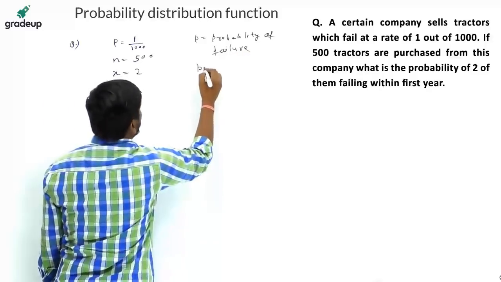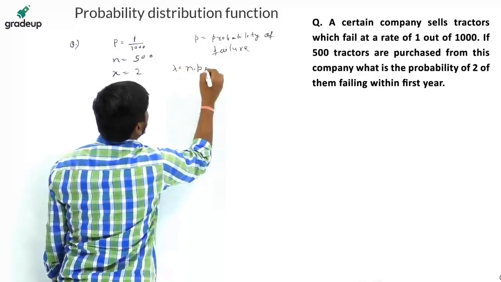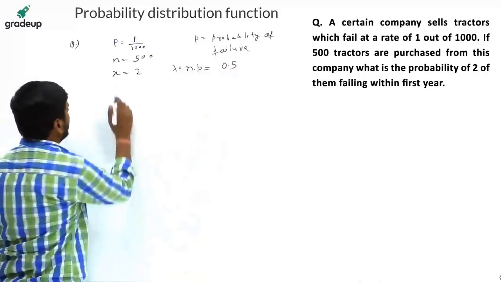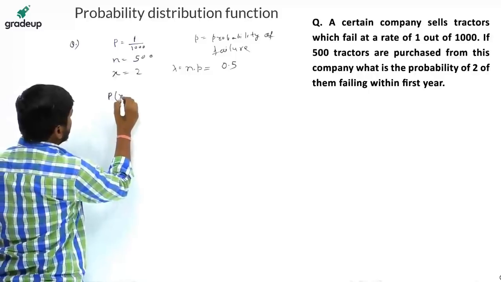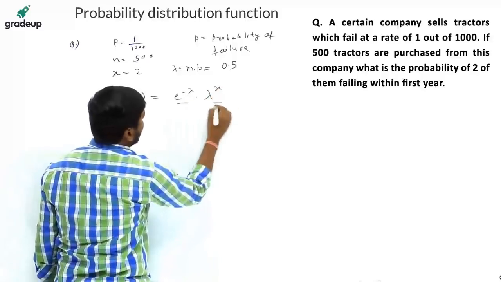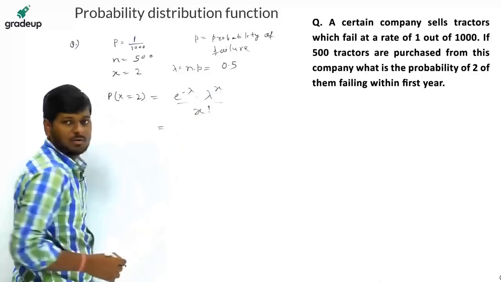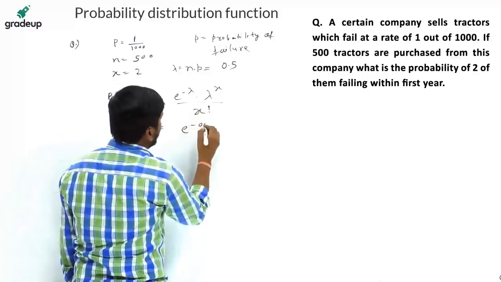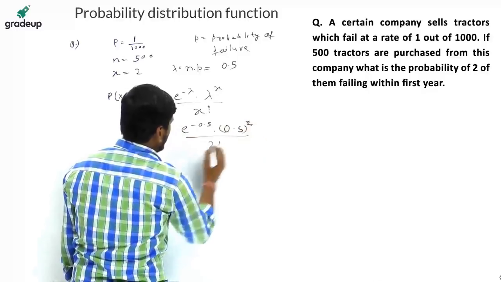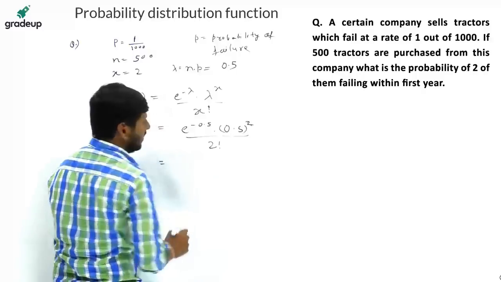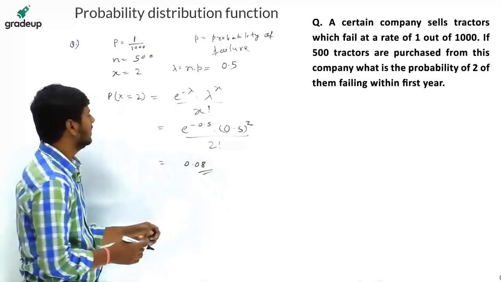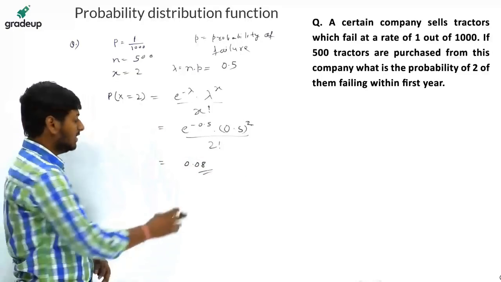So n into p is equal to lambda is equal to 500 divided by 1000. So this is 0.5. Okay, now the Poisson distribution function is given by e to the power minus lambda into lambda to the power x divided by x factorial. So this is equal to e to the power minus 0.5 into 0.5 to the power 2 divided by 2 factorial. You can solve this function and you will get 0.08 as the answer. So the probability of 2 of them failing within the first year is 0.08.